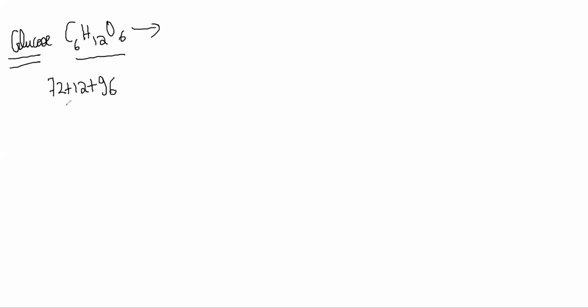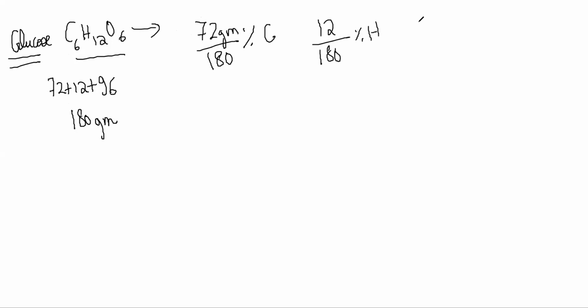So it will be 180 grams, right? 84 plus 96, right? 180 grams. In 180 grams, you have 72 grams of C. So 72 by 180 is the percentage of C, and 12 by 180 is the percentage of H, and 96 by 180 is the percentage of O, right? So this is fairly straightforward what you have to do, right?